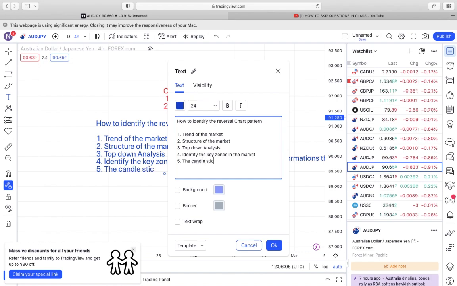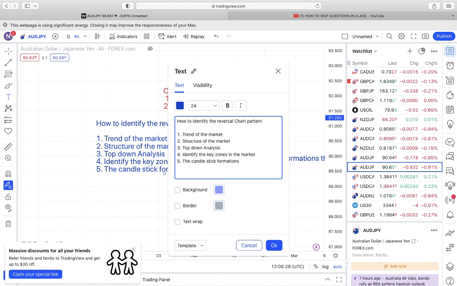Candlestick formations, and this one is very key, because when you want to know that the market is reversing at a key zone, you have to identify the candlestick formations. What are the candles forming? We have a candlestick that forms at the resistance, which shows that the market is at a reverse and it is on a downward trend.